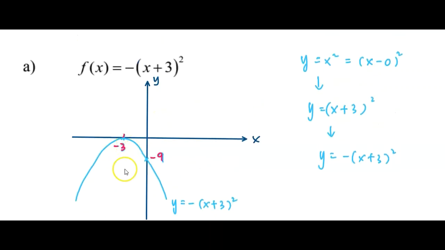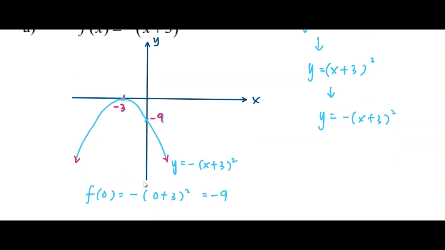From here, I can find my domain and range. For these two endpoints, you can always draw an arrowhead on them to show that the graph at this endpoint goes to the left and downwards indefinitely, and at this endpoint it goes to the right and downwards indefinitely.